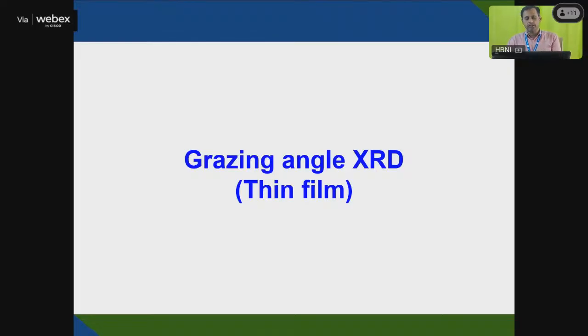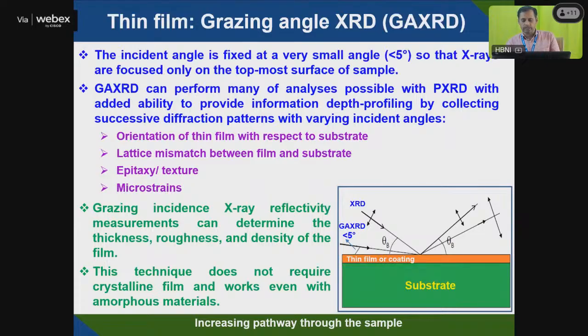On a silicon substrate you put some thin layer, for example indium, or for a solar cell you produce the structure layer by layer. To check the thickness of the solar cell, and whether the top surface is perfectly formed or not, we need a thin film XRD. That is called grazing angle XRD, so we will discuss what grazing angle XRD is.